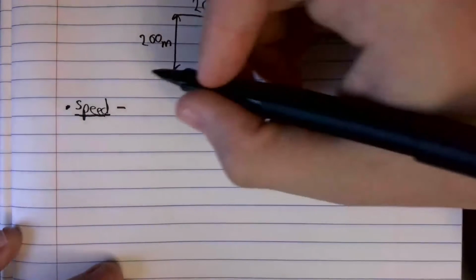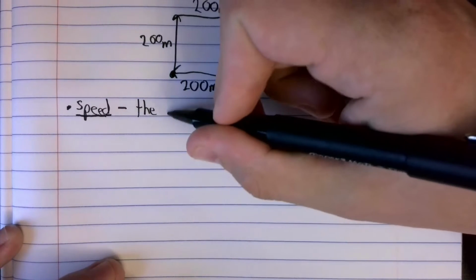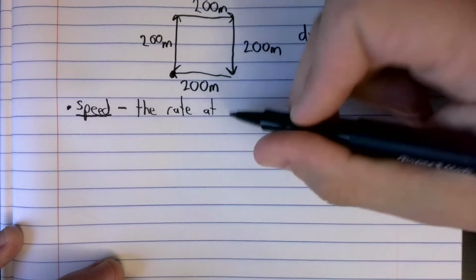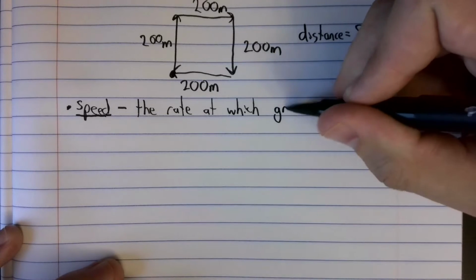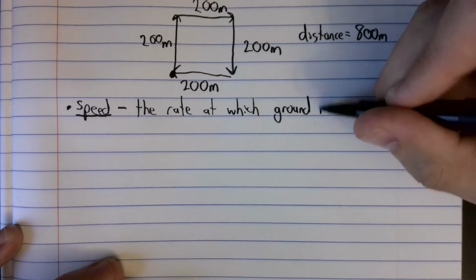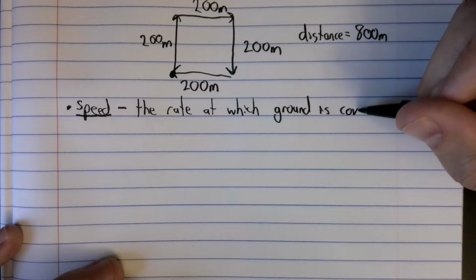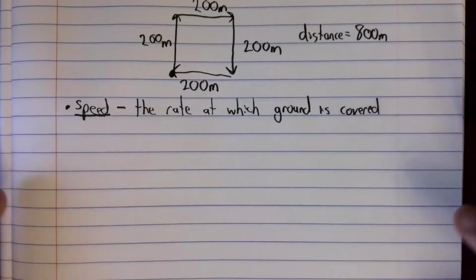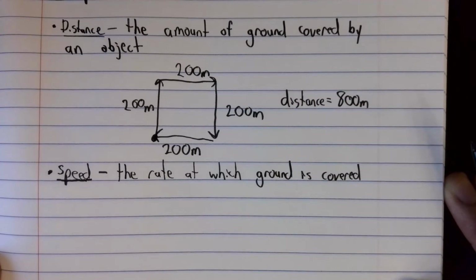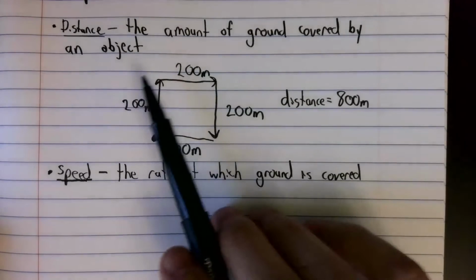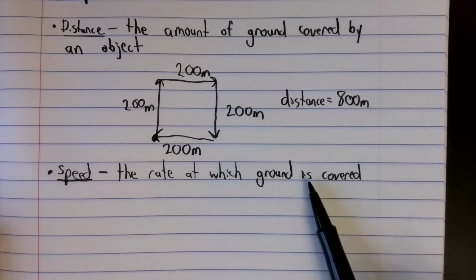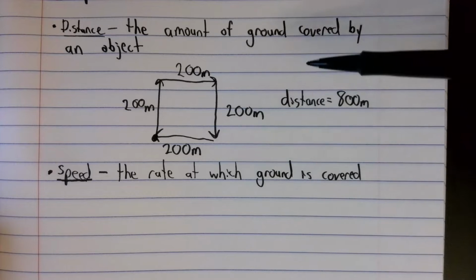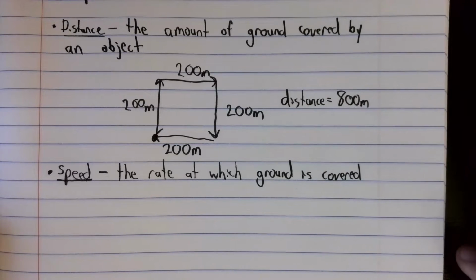Here's our physics definition for it. Speed is the rate at which ground is covered. Notice the similar wording in distance and speed. Distance is the amount of ground you cover, and speed is the rate at which you cover that ground. So basically these are two sides of the same coin.